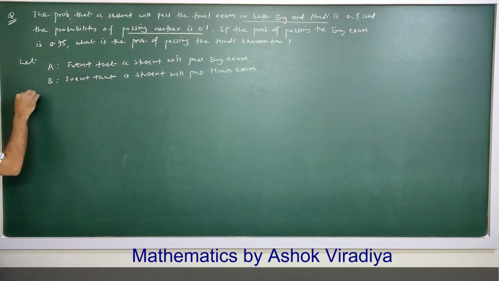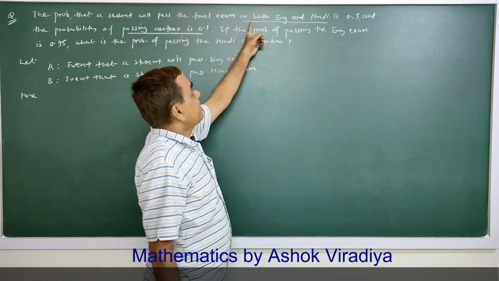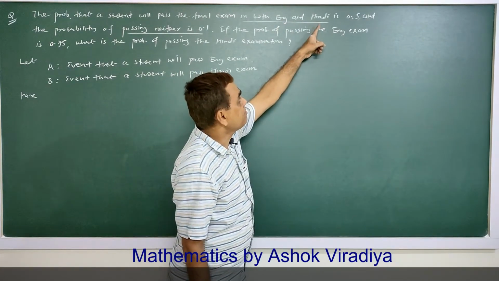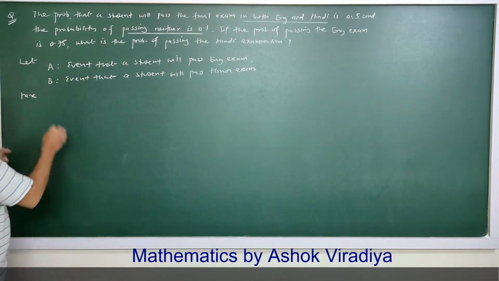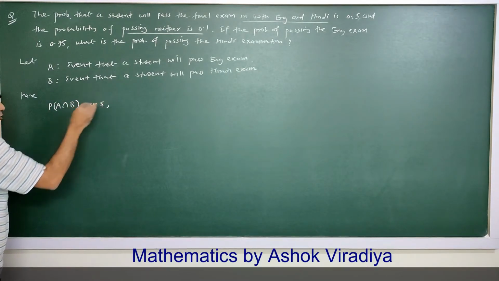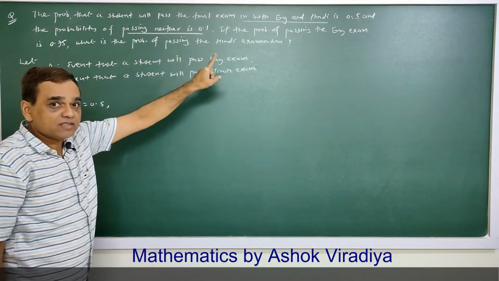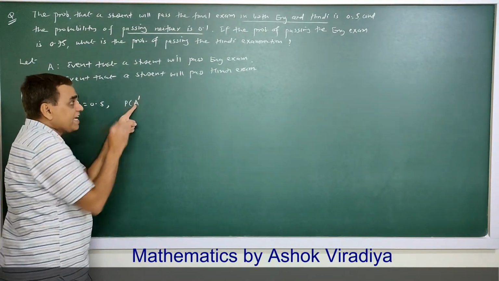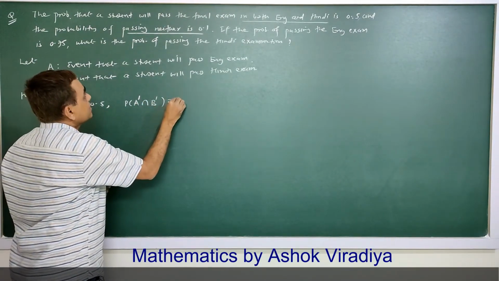Now given that a student will pass the final exam in both, that is A intersection B, the probability of A intersection B is 0.5. The probability of passing neither, that is not A and not B, is 0.1.